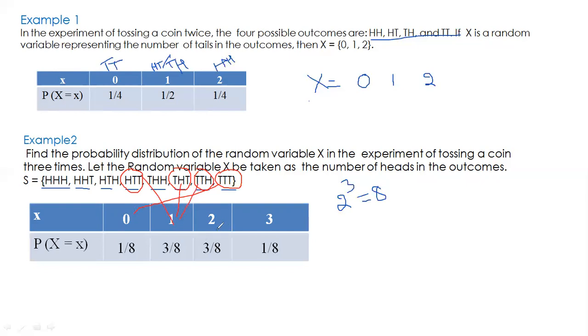Similarly, getting 2 heads is nothing but head tail head, head head tail, and tail head head. So these are the 3 combinations which favor getting 2 heads. So the respective probability is 3 by 8. Similarly, for getting 3 heads, there is only one possibility. So the respective probability of getting 3 heads is 1 by 8.